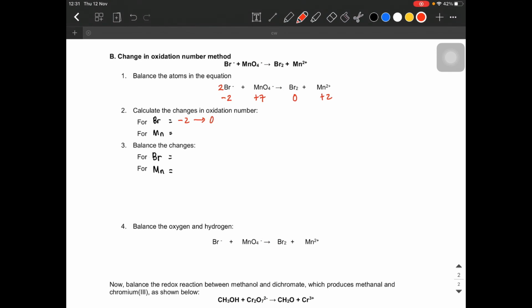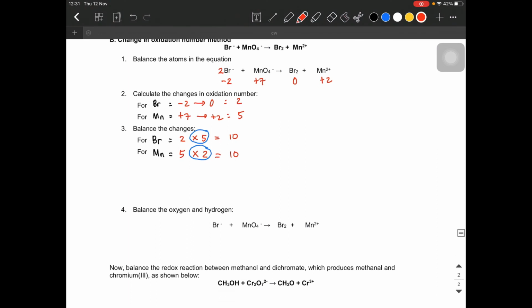So the change of oxidation number of bromine is 2, and the change for manganese is positive 7 to positive 2, so the change is 5. To balance these changes of 2 and 5, since redox is about electron transfer, the number of electrons lost or gained must be the same. So we have to multiply by 5 and by 2 here so that it will be balanced, and 10 electrons will be transferred. So now let's focus on this one and this number.